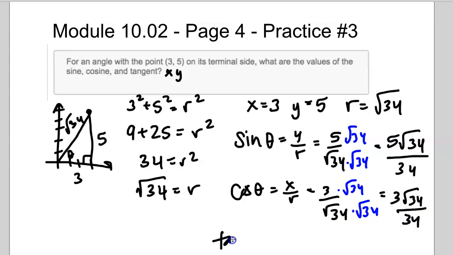And then lastly, tangent is y over x. And for tangent, we get y over x, which is 5 over 3. Final answer.